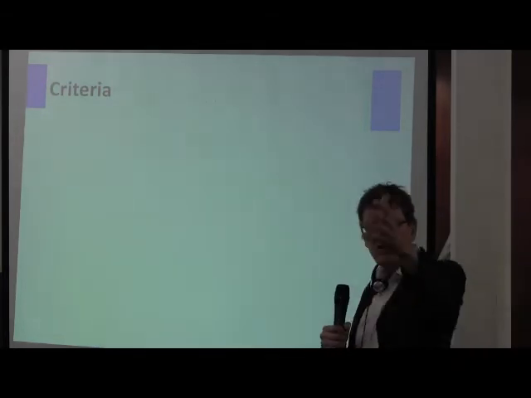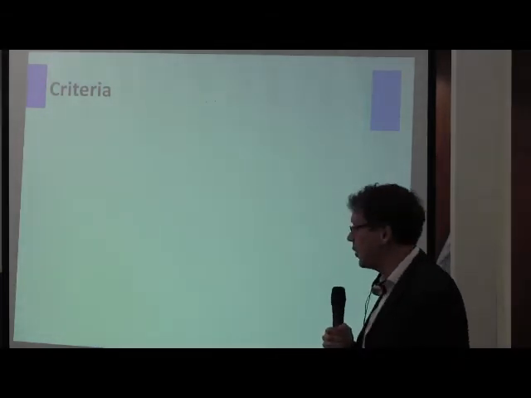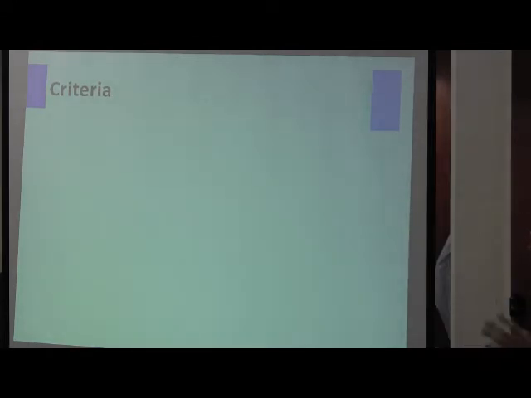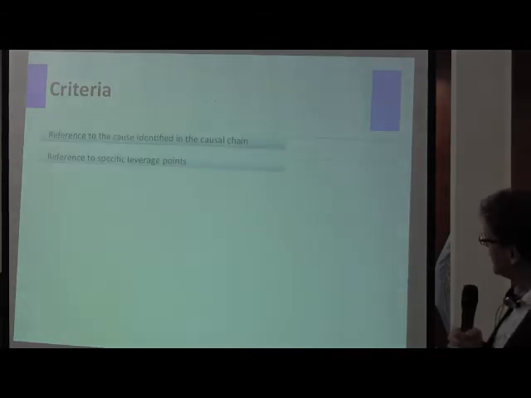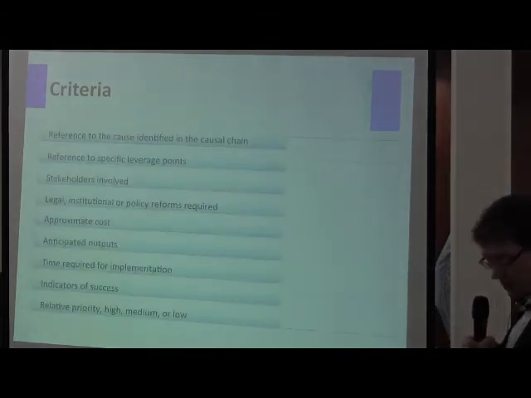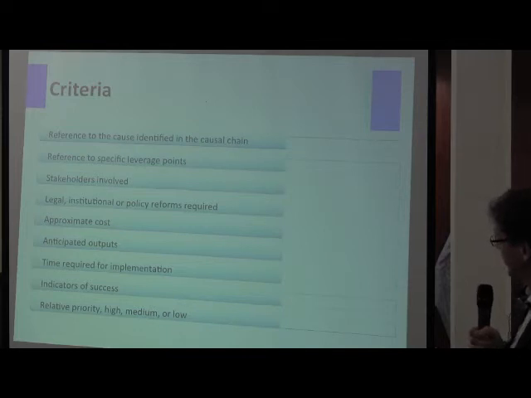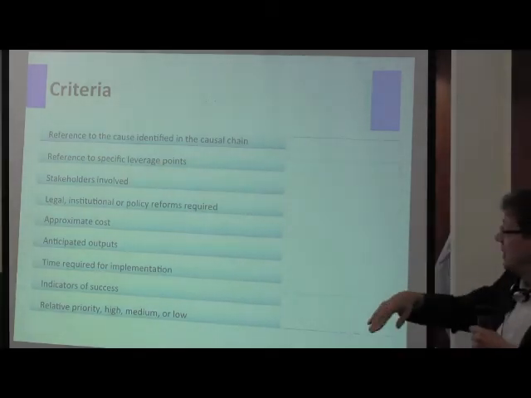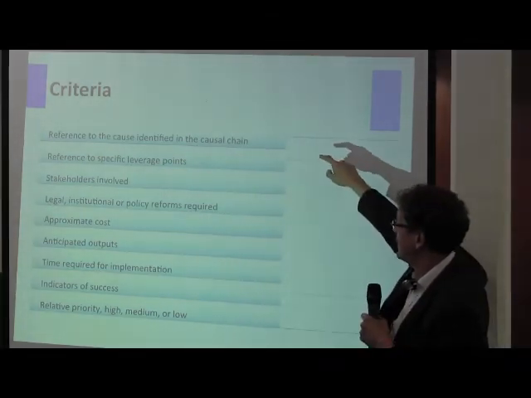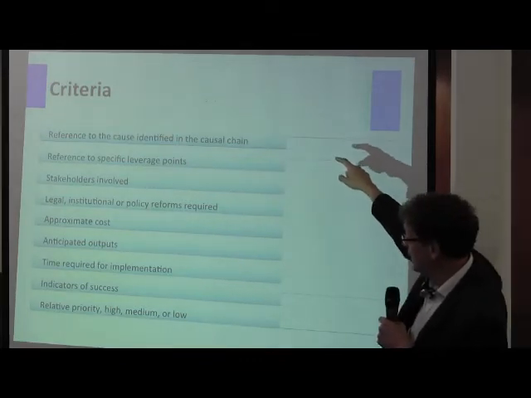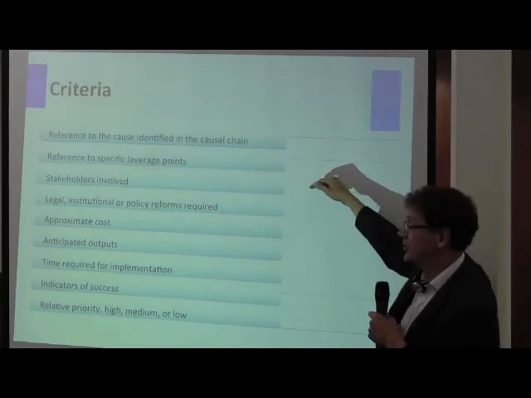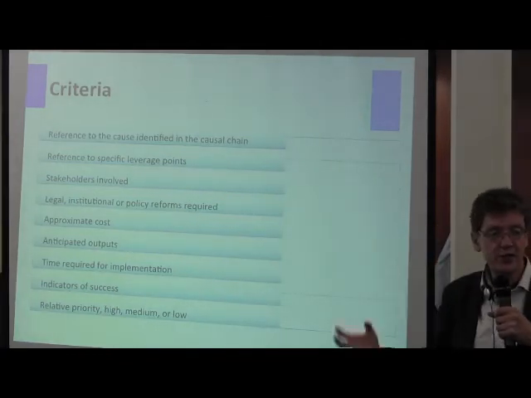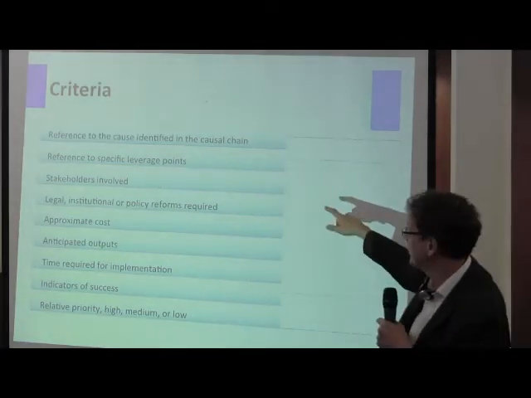So we've got reasonably comprehensive lists here. A way of doing this is by setting up a set of criteria. The criteria I've got here on this list are by no means a final list, and things can be added and taken away. But ultimately what we want to do is look at these ideas, identify where they link into the causal chain and where they reference a specific leverage point. That just gives us a link back to the TDA.